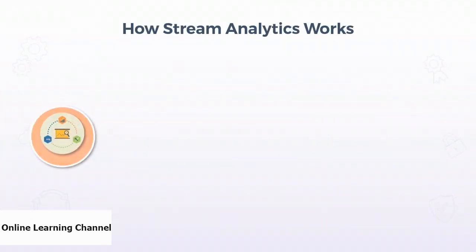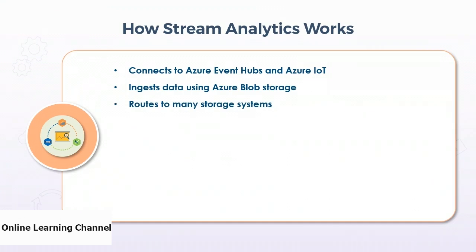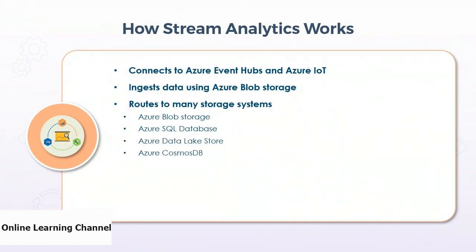So to review how Stream Analytics works, it either connects to Azure Event Hubs or Azure IoT, or possibly ingests data from an Azure Blob storage instance. The incoming streaming data from these sources is analyzed and possibly modified via an SQL-like query language. The query's output, if there is any, is routed to one or more destinations. This can be a destination such as Power BI, or it may be a storage destination, such as Azure Blob Storage, Azure SQL Database, Azure Data Lake, or Azure Cosmos DB.